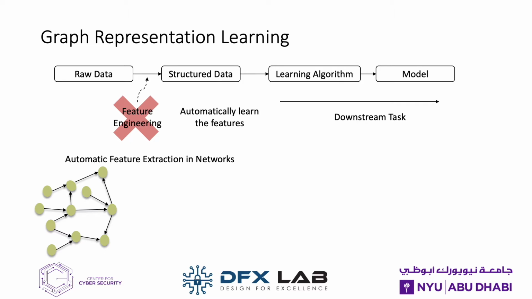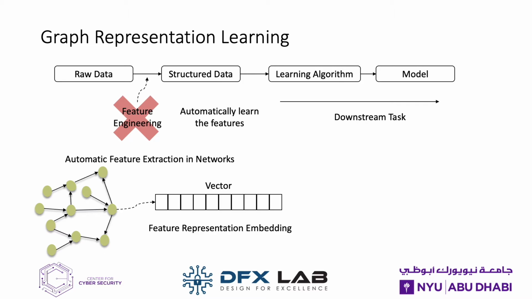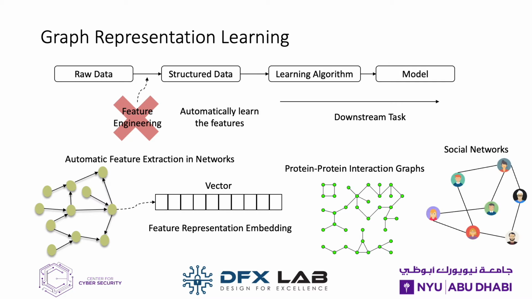So this is an example. We would have a network and we wish to obtain an embedding vector for each node in this graph that will capture its properties. And this is helpful for different types of networks. It is used in protein-to-protein interaction graphs and in social networks, in addition to circuits.